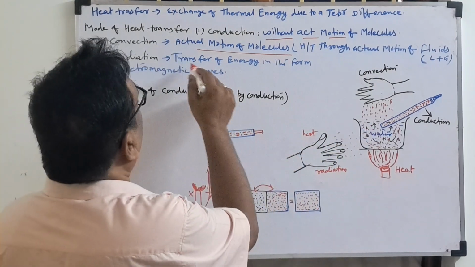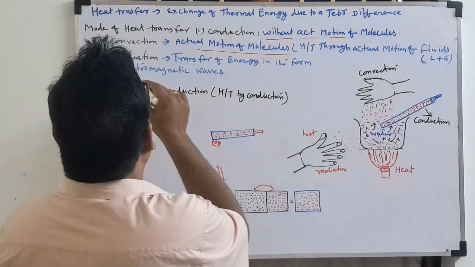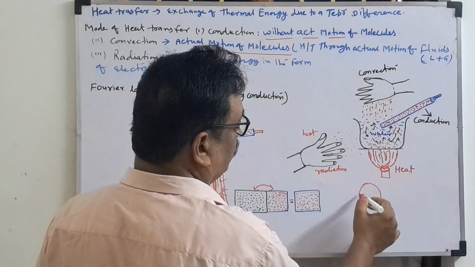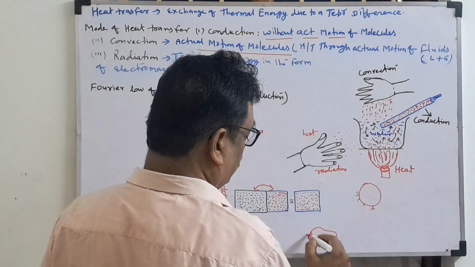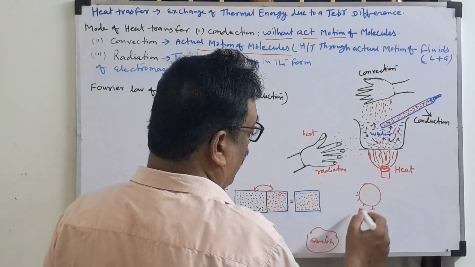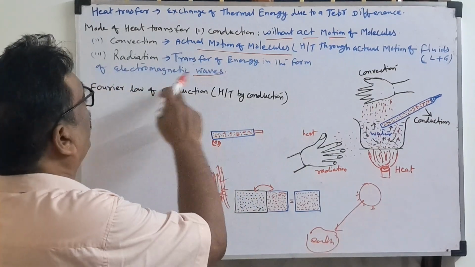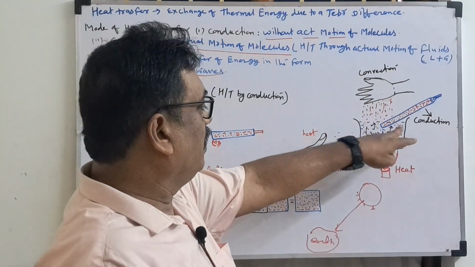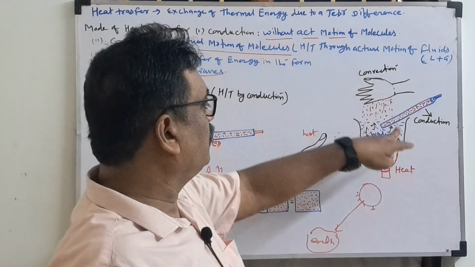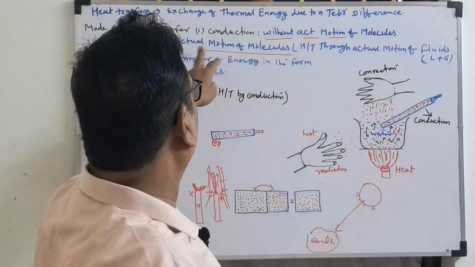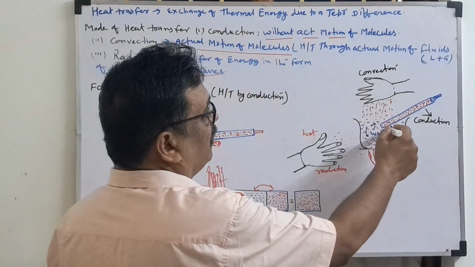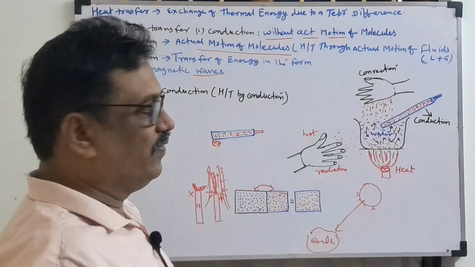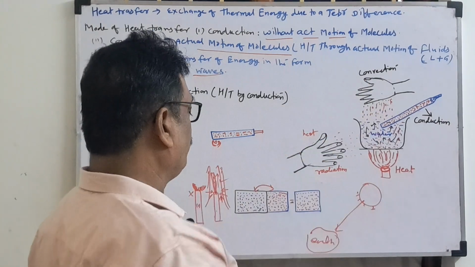So what is radiation here? Transfer of energy in the form of electromagnetic waves. Suppose sunlight will be there, this is the earth. How is the heat coming here? By electromagnetic waves. No medium required. So no medium required is known as radiation. Direct contact without actual motion of the molecules is conduction. With actual motion of the molecules, where molecules change their place from one place to another and circulations will be there, this process is known as convection. So these are the modes of heat transfer.